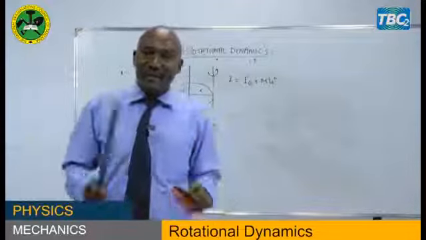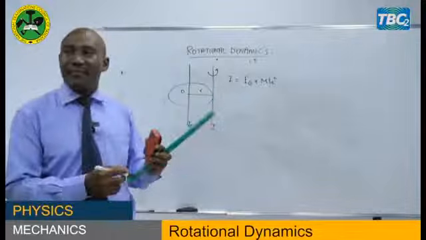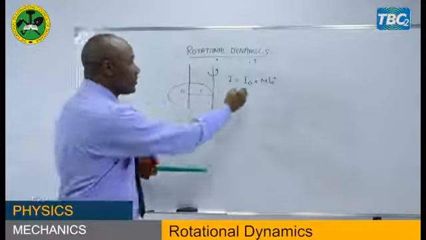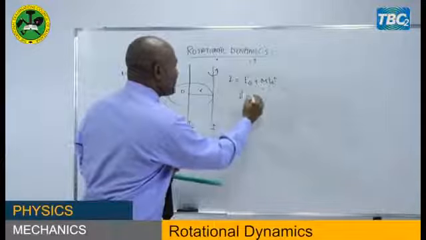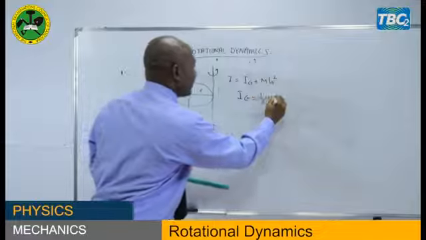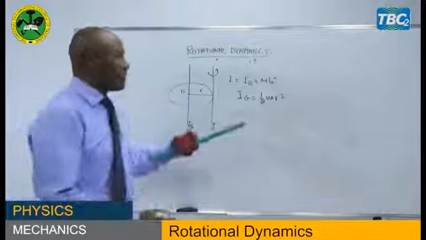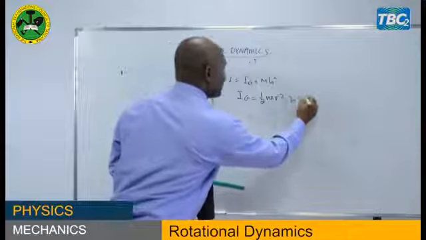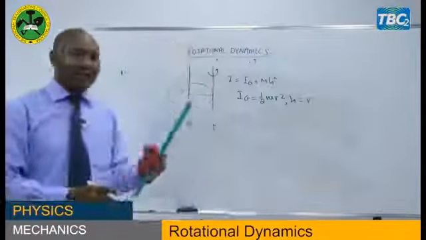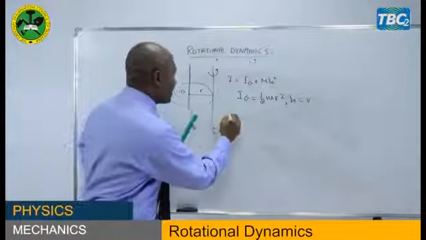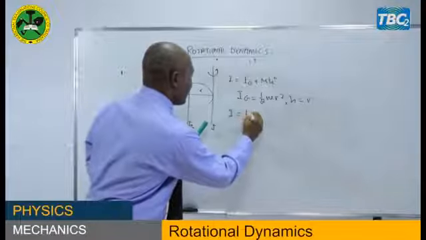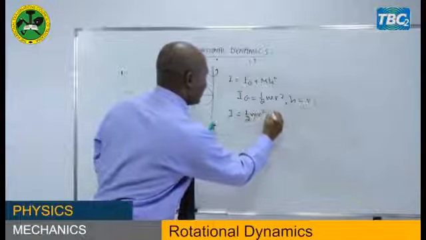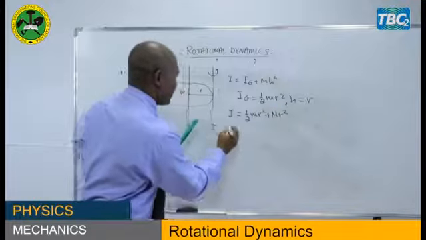The point to consider: the two axes are parallel. So the formula: we know the moment of inertia of the disk about the center is a half mr squared. For this case, our h is the radius of the disk. So I equals a half mr squared plus mr squared.